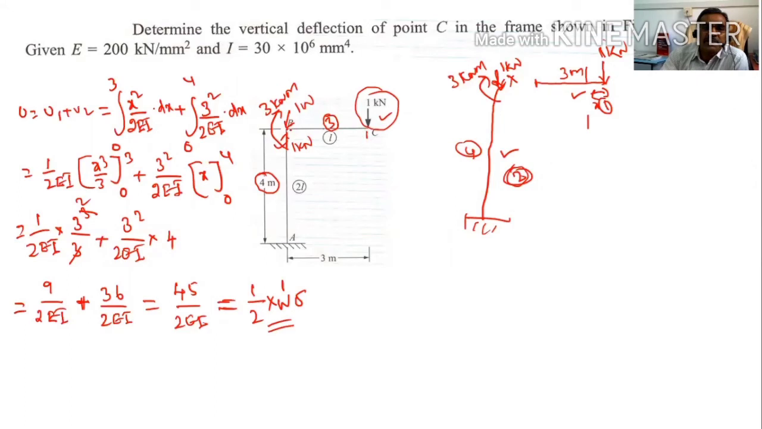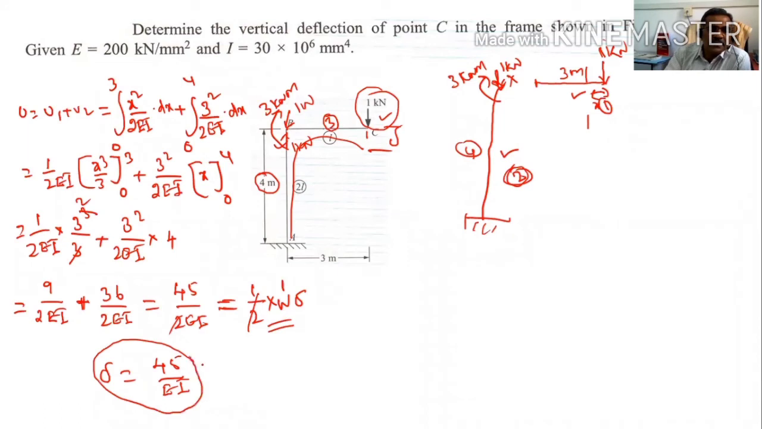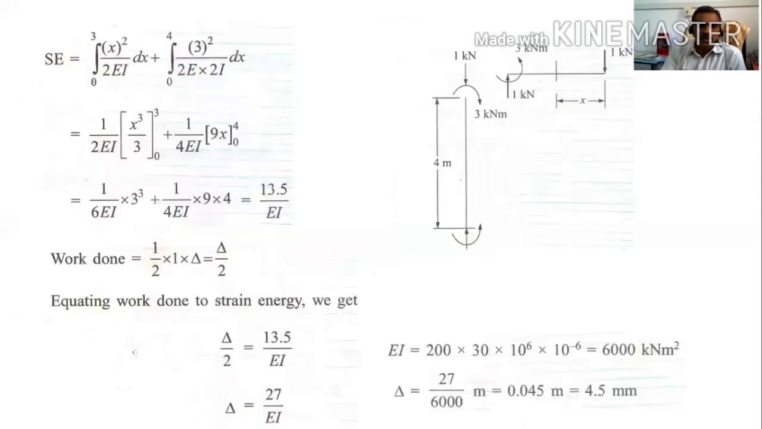So here it may be deflecting like this. So this is delta. Half into W into delta, with W equal to 1. Then if you cancel the half, what is the value of delta? Delta is equal to 45 by EI. This is the value of delta. So this is the way you have to solve this problem. Now we are going to see one more problem.